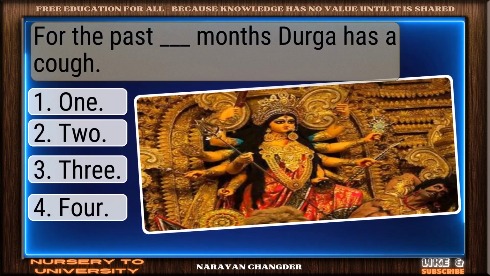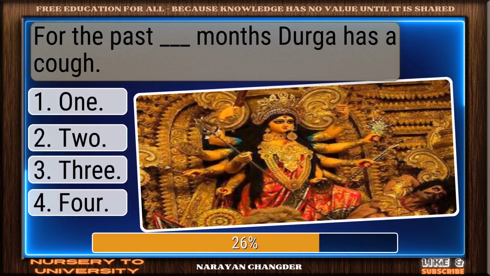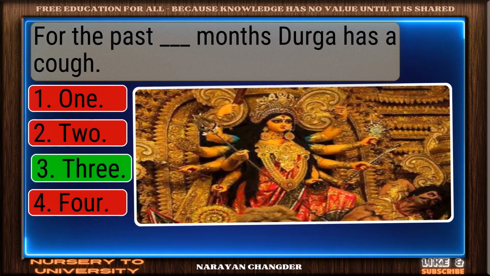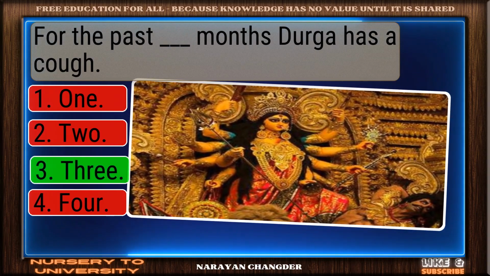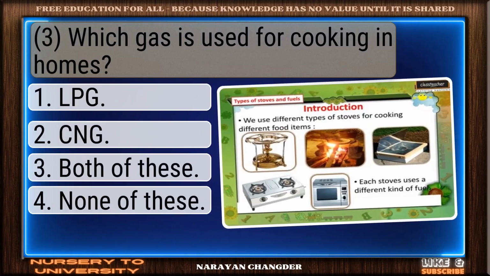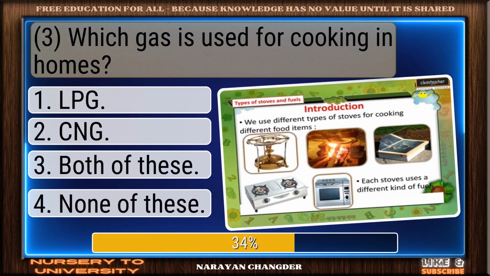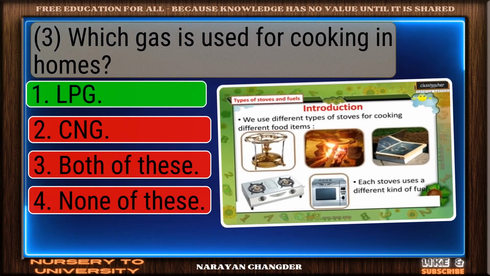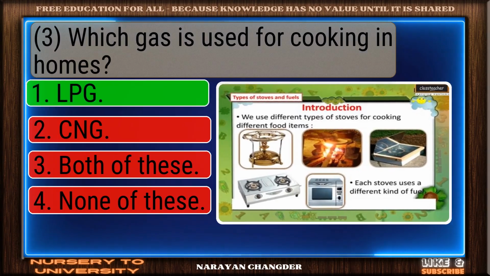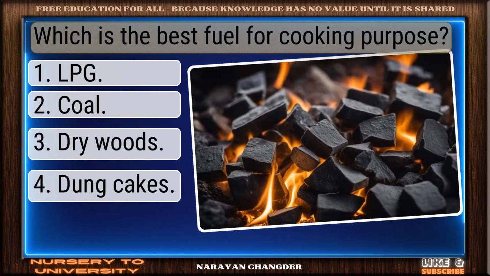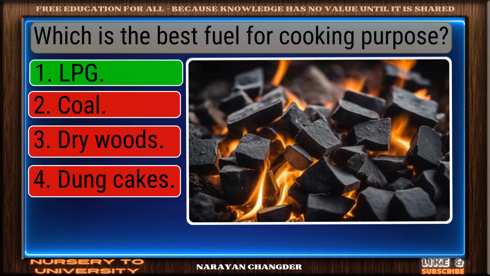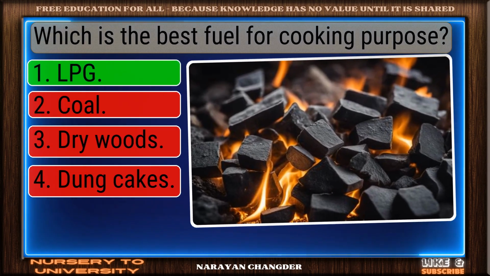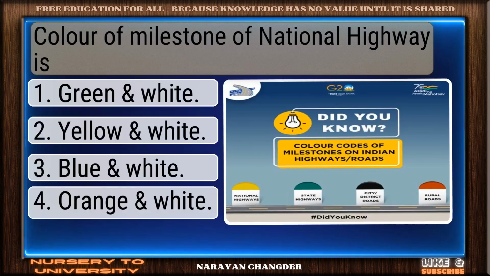For the past months, Durga has a cough. Well reasoned. 3 is the correct choice. Which gas is used for cooking in homes? Nicely done. LPG is a solid answer. Which is the best fuel for cooking purpose? Sharp thinking. LPG is the right choice.